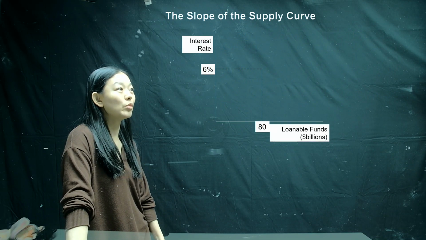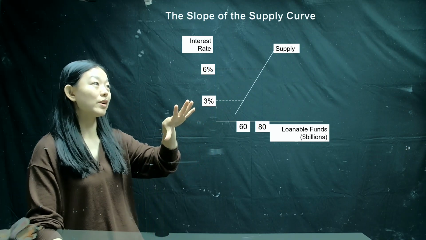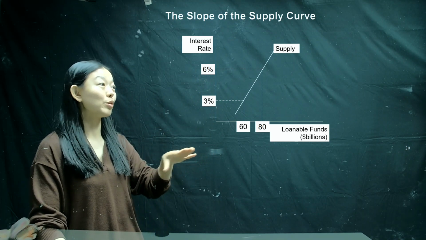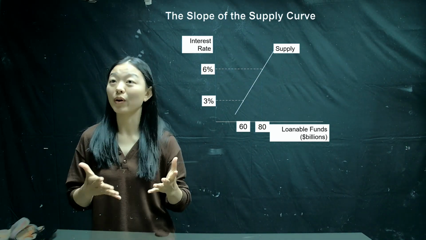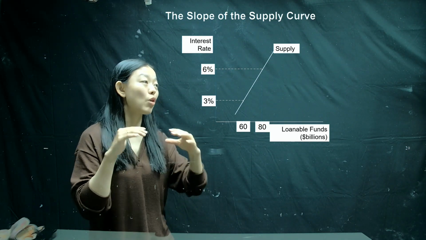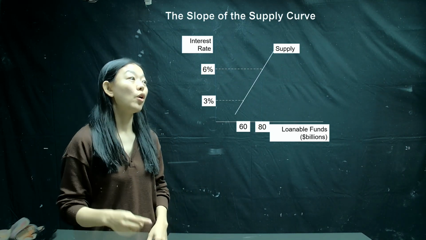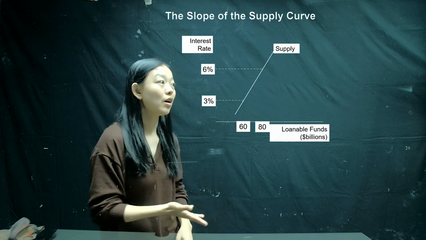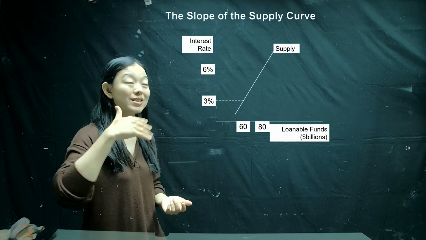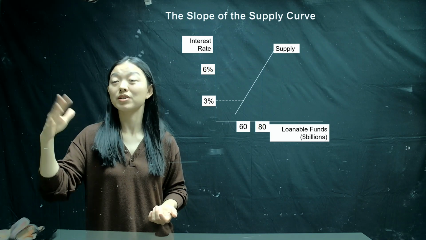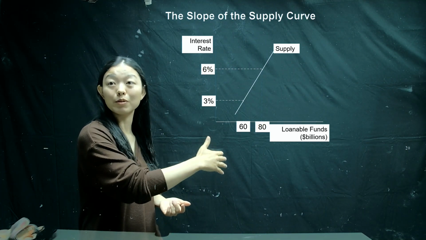So let's look at the loanable funds market. If we treat this as the market for loanable funds, the supply curve for loanable funds will be upward sloping, just like what we have learned before. We have the quantity on the horizontal axis and the price, the interest rate, on the vertical axis. When the interest rate is 3%, only 6 billion in loanable funds will be available in the market. However, if the interest rate doubles to 6%, then more loanable funds will be available in the market.